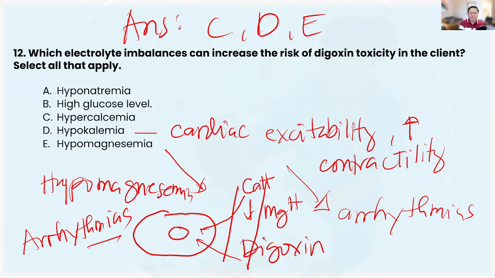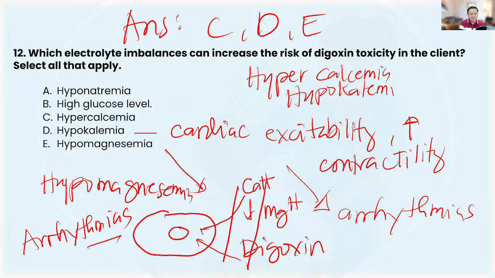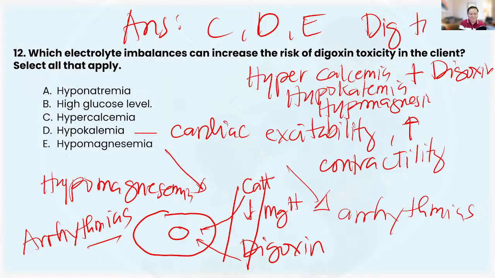So it's just like you are adding dynamite into the heart muscle in case there is hypercalcemia, if there is hypokalemia, or hypomagnesemia, plus digoxin. Not a good mix. There's going to be an explosion here. Toxicity. Okay, we don't want this in our patient.